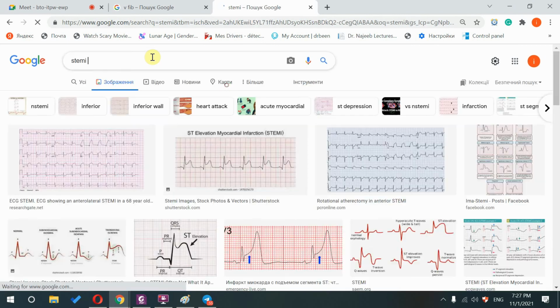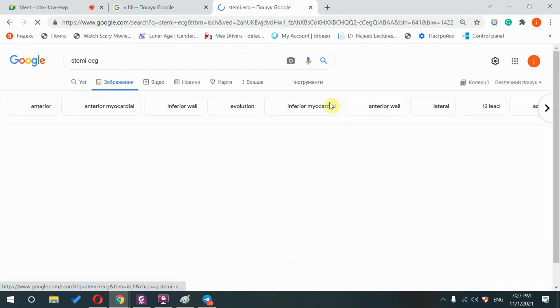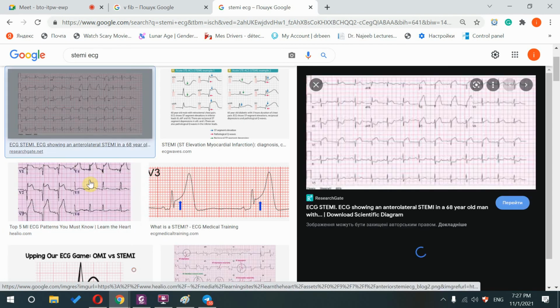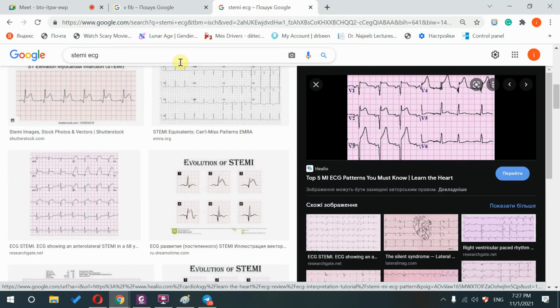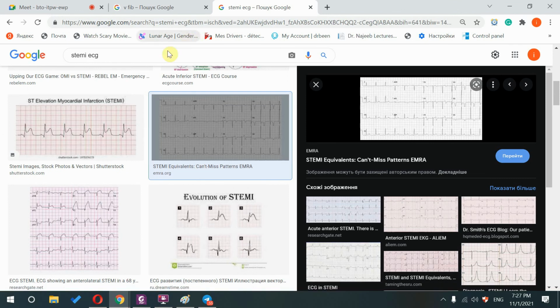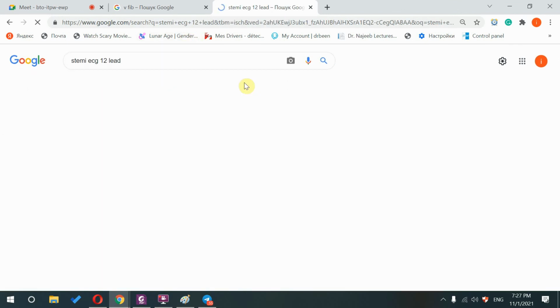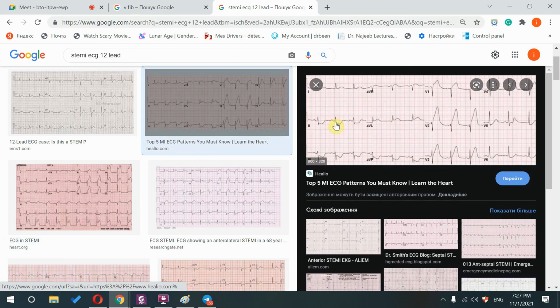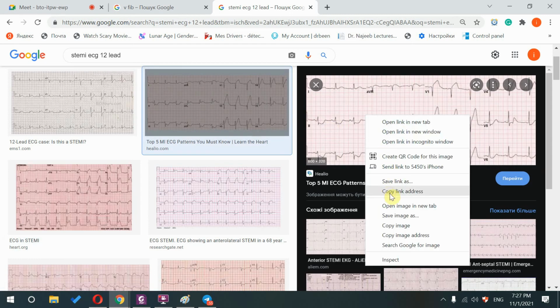This is why you enter medical school for, guys. So if you take a look at the STEMI, let's look at a full 12 lead ECG for this. I want something that when I open it will not be total crap. Yeah, this one is good.